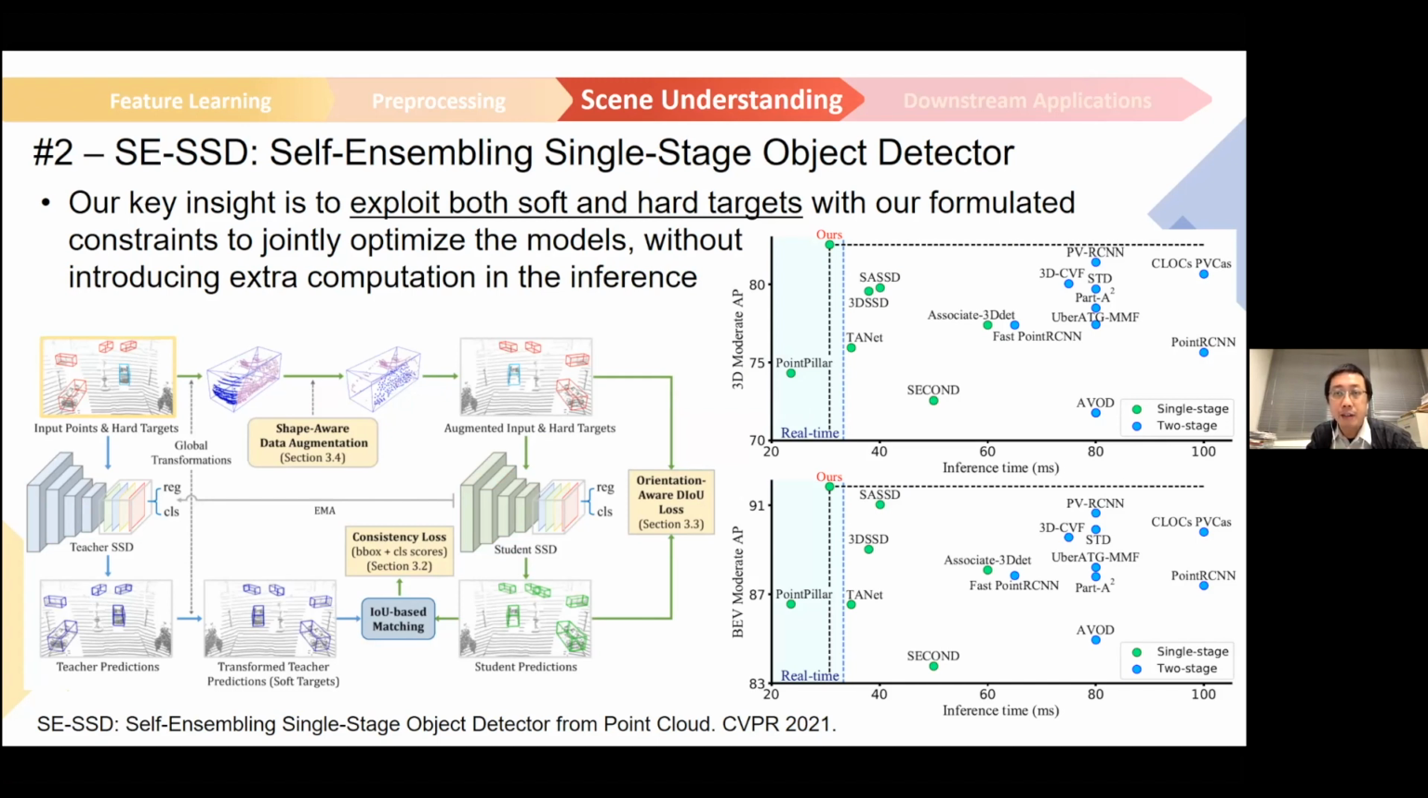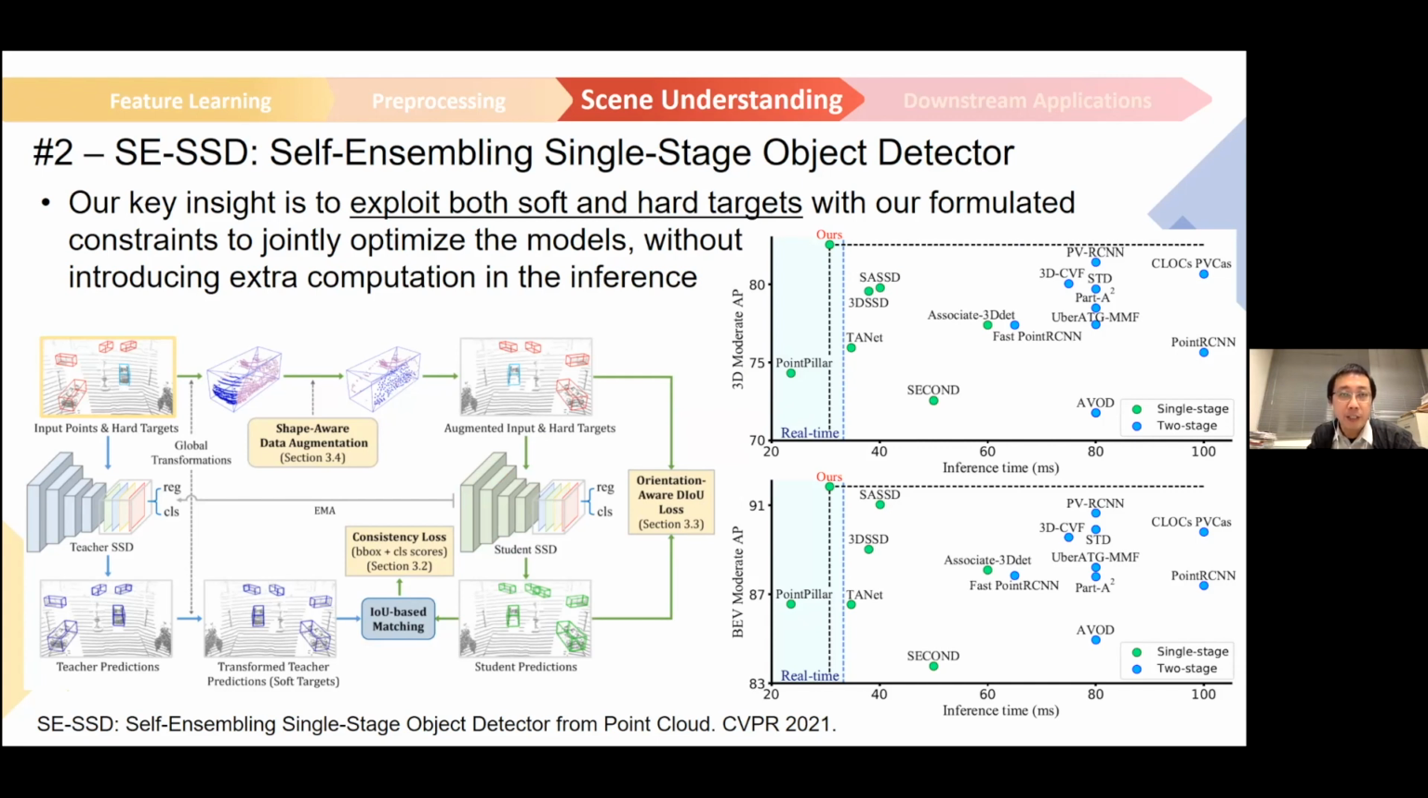Our idea is to improve the performance without making the network more complicated. We create what people call a self-ensembled framework. In this framework, we take advantage of soft and hard targets. Soft targets are the easy ones, meaning the original point cloud on the left-hand side. On the other hand, we can apply data augmentation to the same input point cloud and produce augmented inputs.